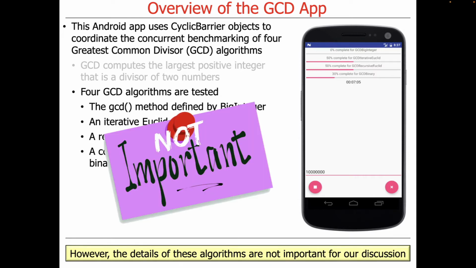The details of these algorithms aren't really important for our discussion. We're really here to talk about the use of barrier synchronizers, in this particular case, cyclic barriers. That's what's important here.